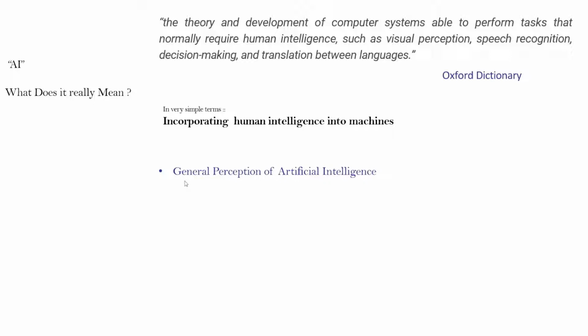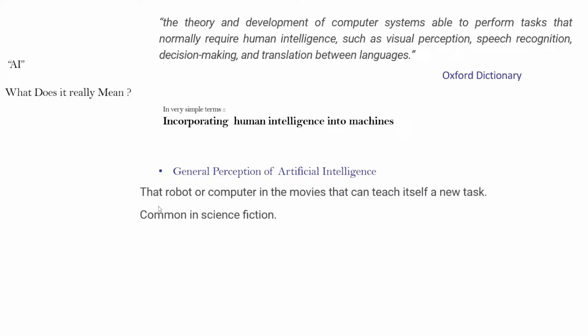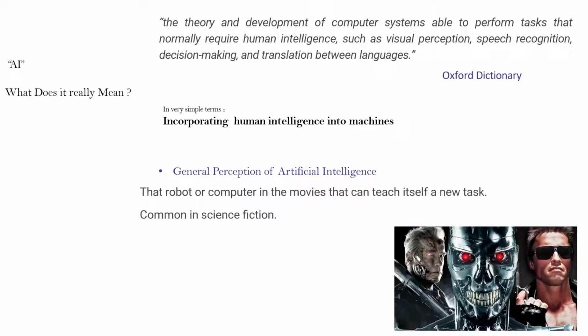So let's first talk about the general perception of artificial intelligence. The general perception is that of a robot or computer in the movies that can teach itself a new task, and that's very common in science fiction. Take the example of Terminator. Of course, it's an epic movie directed by James Cameron, acted by Arnold. It came out in 1984, I guess. I might be wrong about the exact number, but at that time it was like some computer in the future started to think, and they decided to end human civilization, and some person could be the savior of humans.